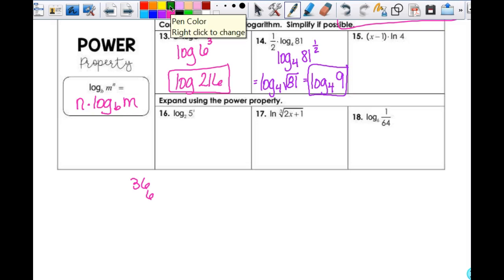So now this is being multiplied out in front of this natural log. It comes up and becomes an exponent. So I get the natural log of 4 to the x minus 1 power. And you can't do anything else with that. That's it.